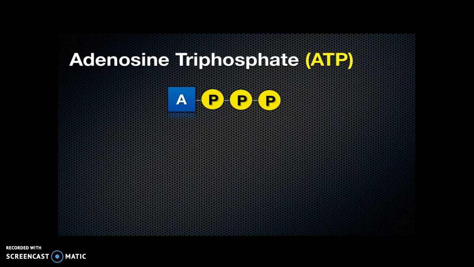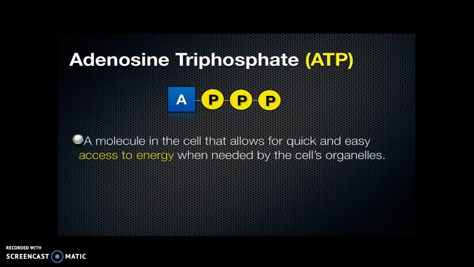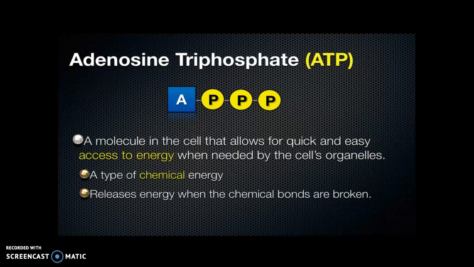Here you can see the A representing adenosine, and you can see 3 P's representing 3 phosphate groups. ATP is a molecule in the cell that allows for quick and easy access to energy when needed by the cell's organelles. In other words, this is the energy currency of the body. When the cell needs energy, it gets it from ATP. It's a type of chemical energy in that it releases energy when the chemical bonds are broken. When the bond is broken between 2 phosphate groups, that releases energy.